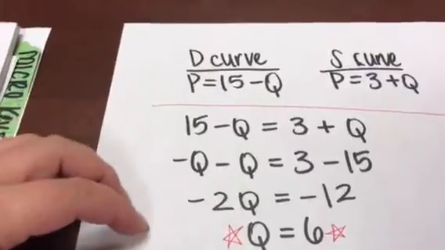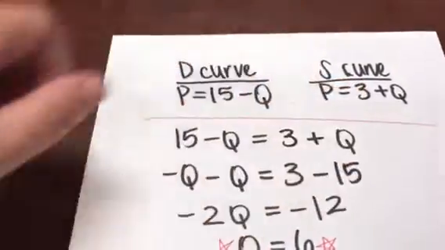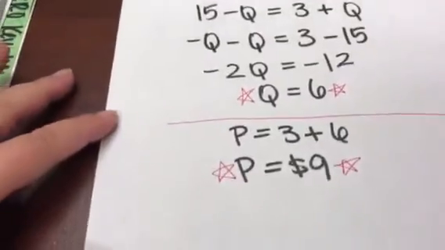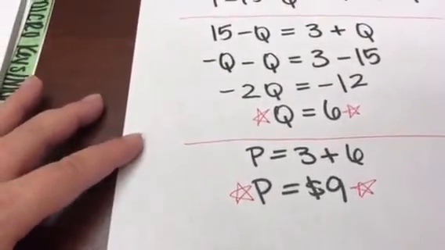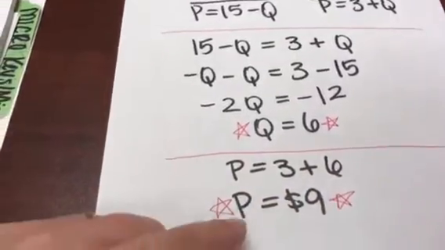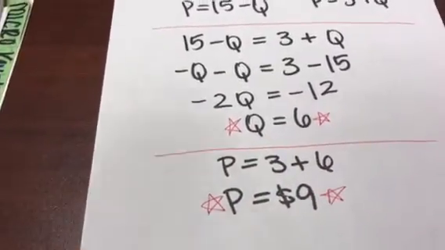To get to price, I now pick either one of my linear equations and plug the Q in, and solve for P. So I chose to use P equals 3 plus Q, so 3 plus the quantity I just found of 6, and my equilibrium price would be 9.